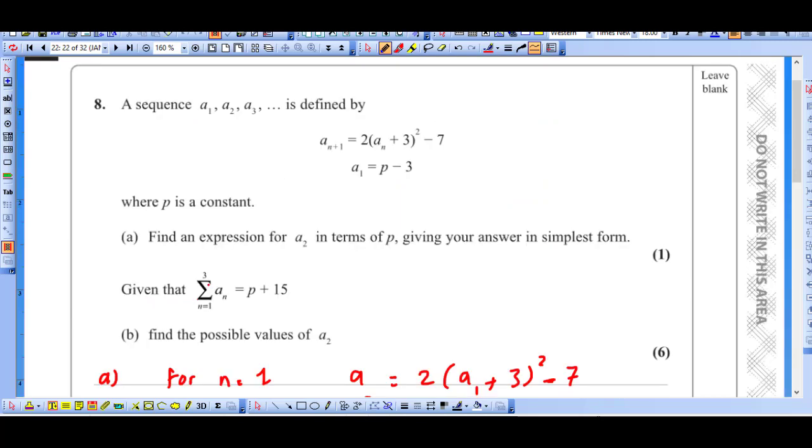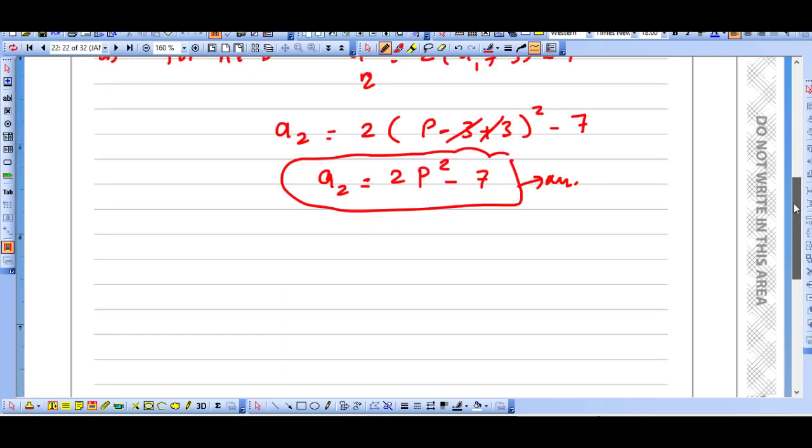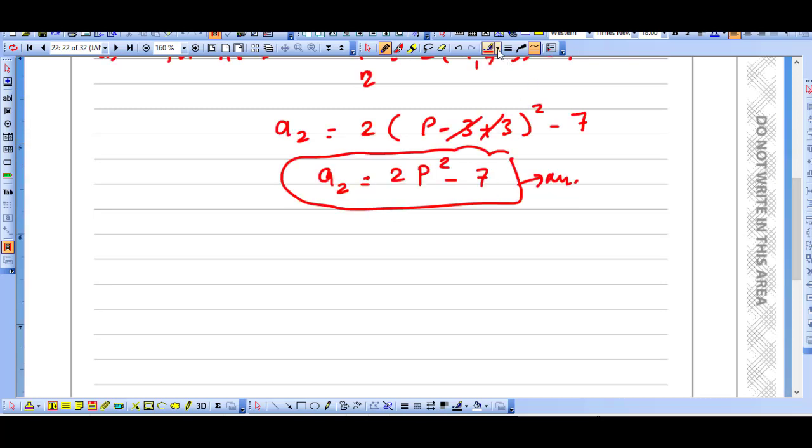Given that the summation from n equal to 1 to 3 of An is equal to B plus 15, find the possible values of A2. So we need to find A3, and then we find the summation and make the summation equal to B plus 15. To start to solve this part, now this is part B. We need A3, so we put n equal to 2.